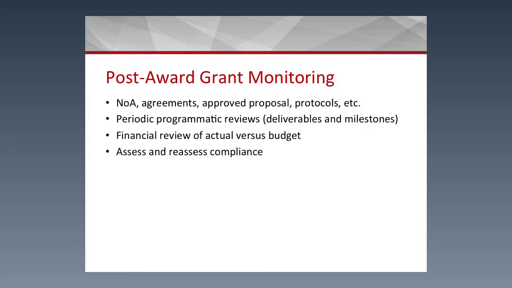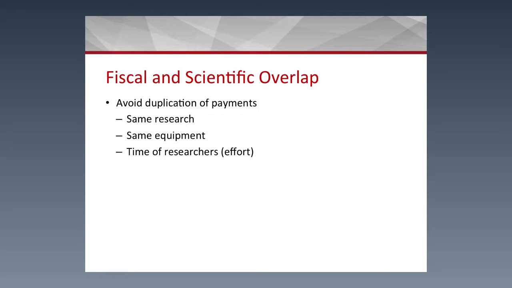For example, you need to review your actual expenditures vis-a-vis the budgets that you had in place from the first place. It's important to also be very, very vigilant in terms of how your fiscal as well as scientific operations overlap. Especially in this case, it's very important for your team, particularly your grants management team, to help the scientists or the team that takes lead in that particular project in terms of avoiding any duplication of payments.